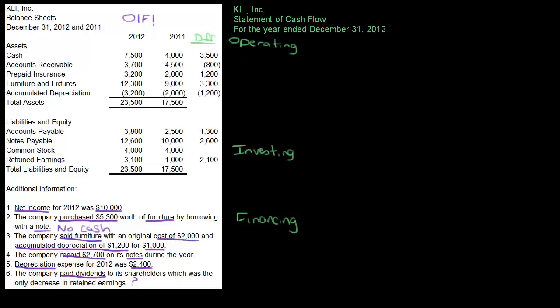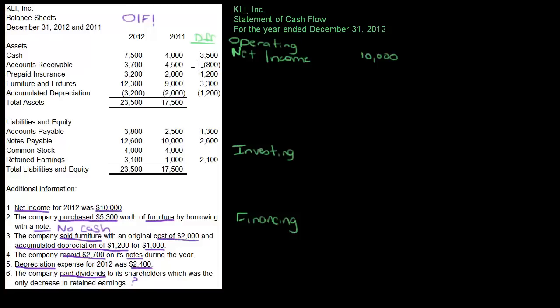So the first thing that we want to do is put our net income under the operating section. So let's write in net income, and my net income is $10,000. All right. Now that we've got that, let's proceed through the balance sheet.